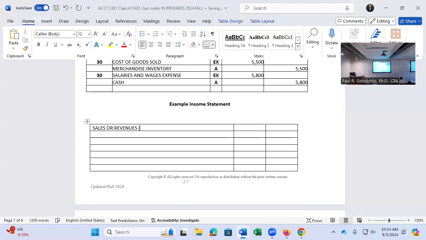Okay. Now, I'm just going to put in parentheses here, we had a $15,000 sale plus a $2,100 sale. So this is 17,100. We have our expenses. Cost of goods sold. We know that that was 5,500.